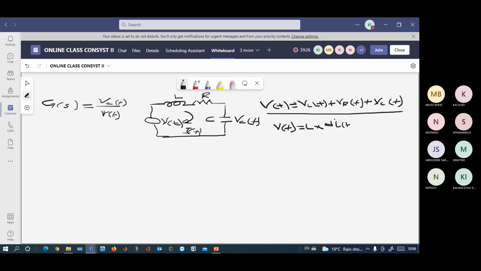di of t over dt. Plus the resistor voltage is going to be R times I, small i of t. Then plus, let's go to the table, we can see it's going to be, I think, 1 over C integral of i of t. Are we together? Okay.